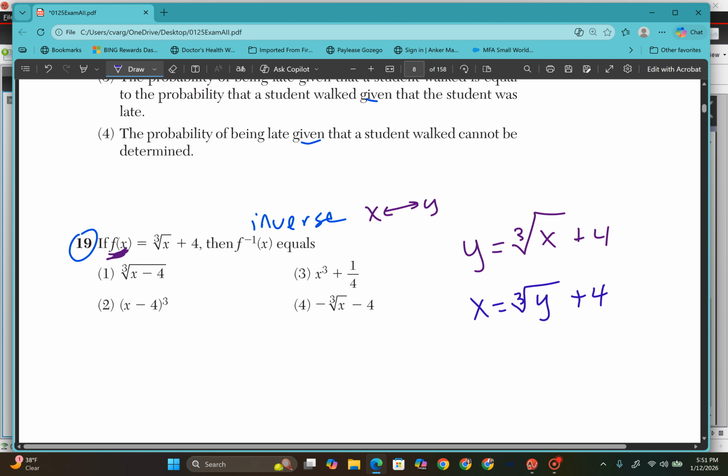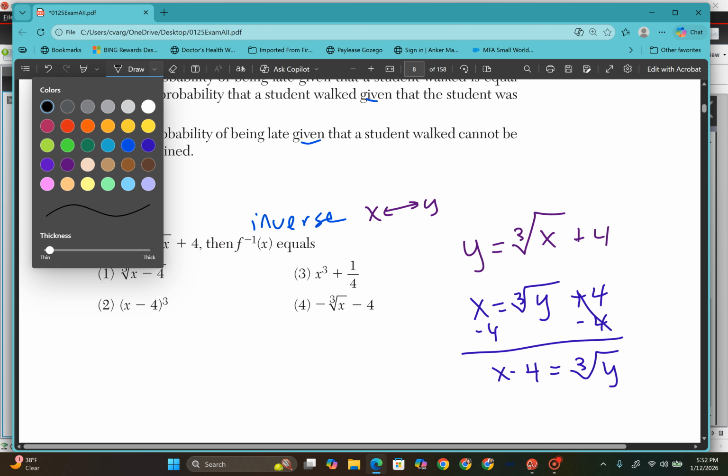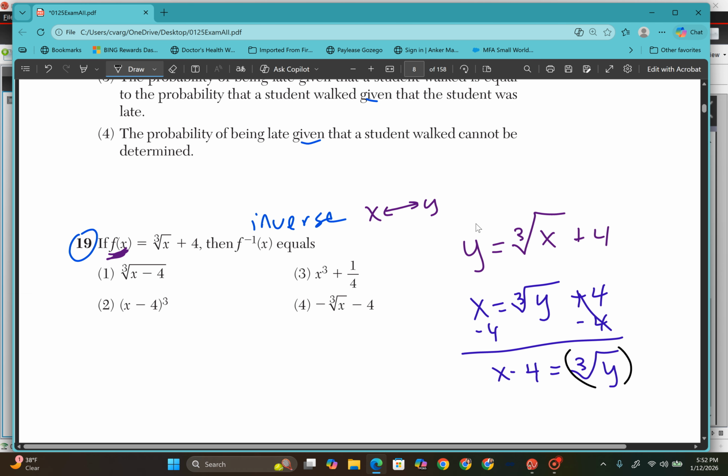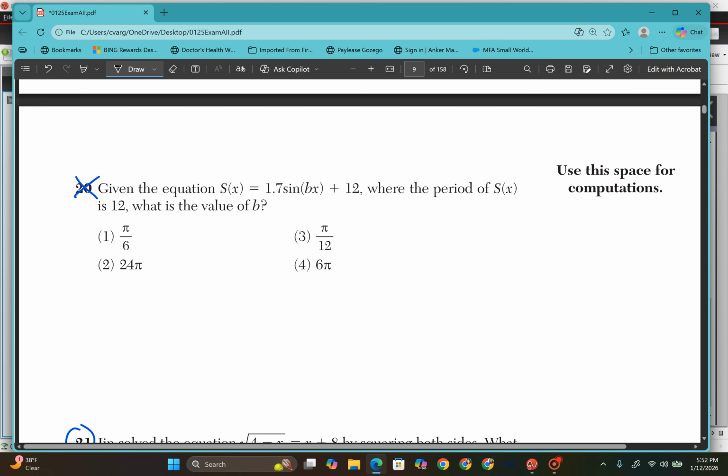Is that answer there? No, it's not. So we have to get minus 4, cancels out. So I have x minus 4 is equal to the cube root of y. How do I get rid of the cube root? The opposite of cube root is cube. So I'm going to cube one side. No, both sides. So this cancels out now. So I have y is equal to x minus 4 to the third. So which one says that? X minus 4 to the third. Cool. Not bad.